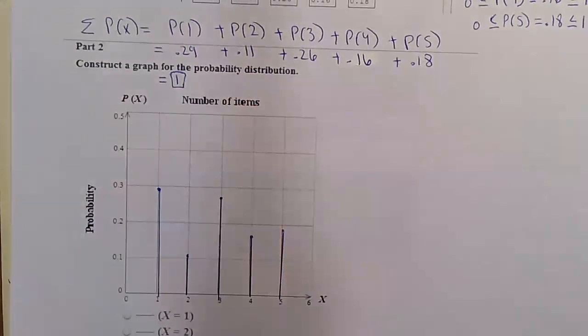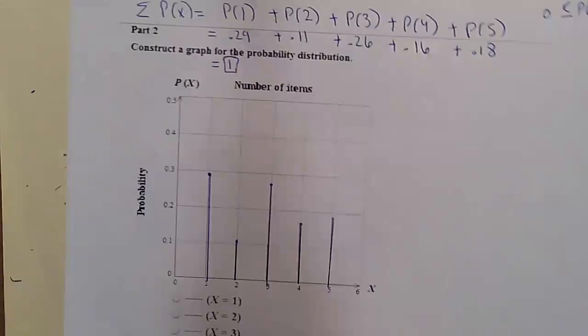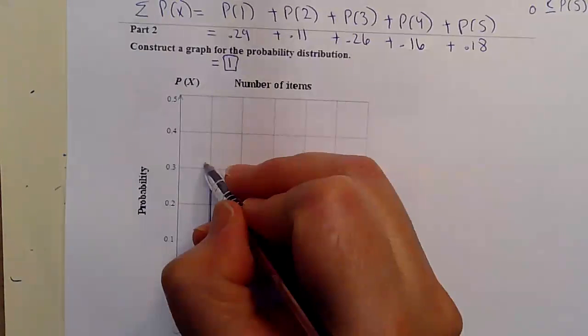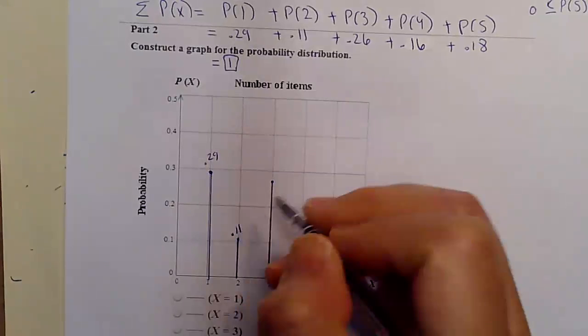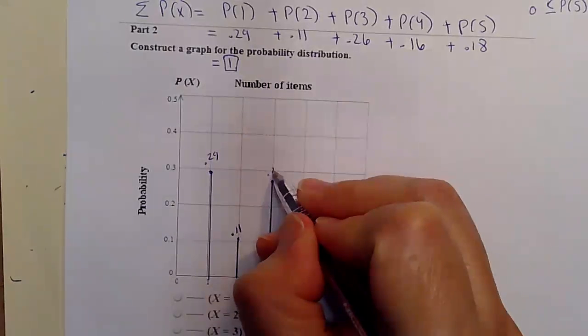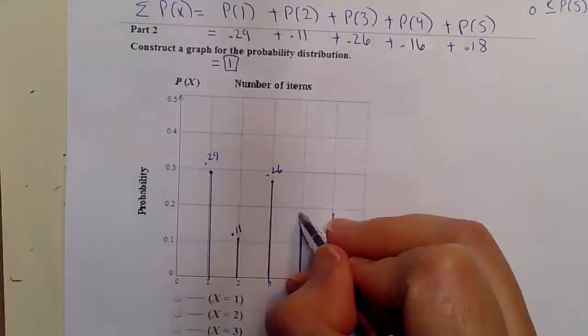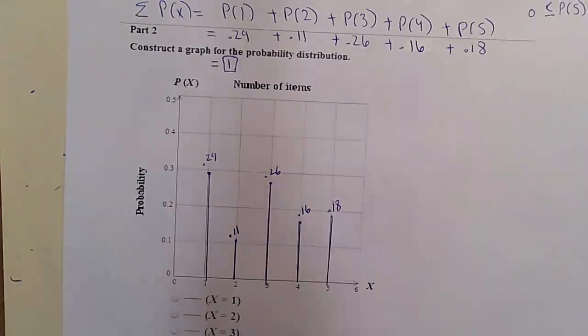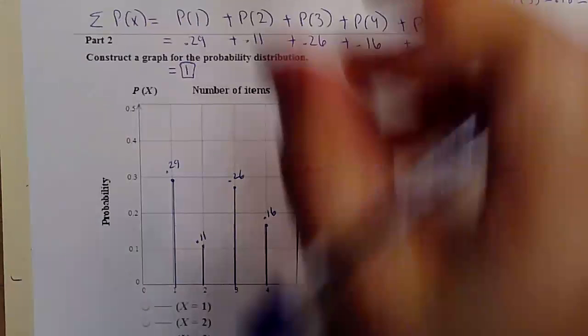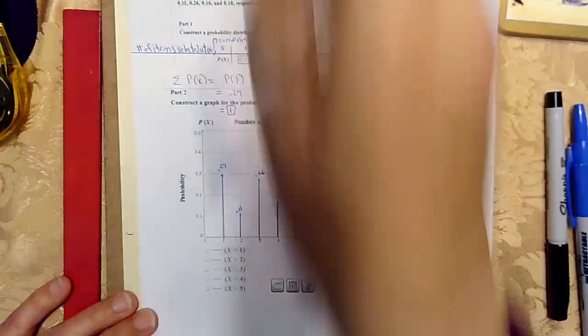Okay, so if you wanted to, this is the 29 cents. This is the 11 cents. This is the 26 cents. This is the 16 cents. This is the 18 cents. Okay, and now we're going to do some extra problems here. We're going to use our vocabulary.